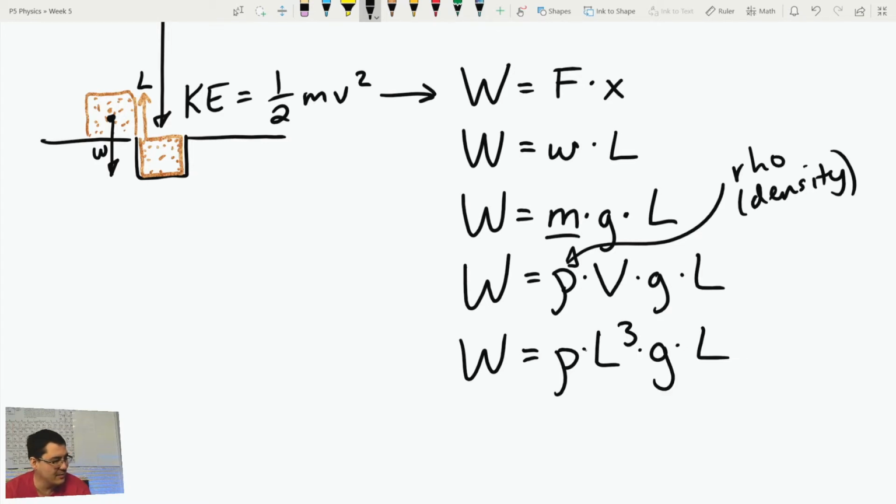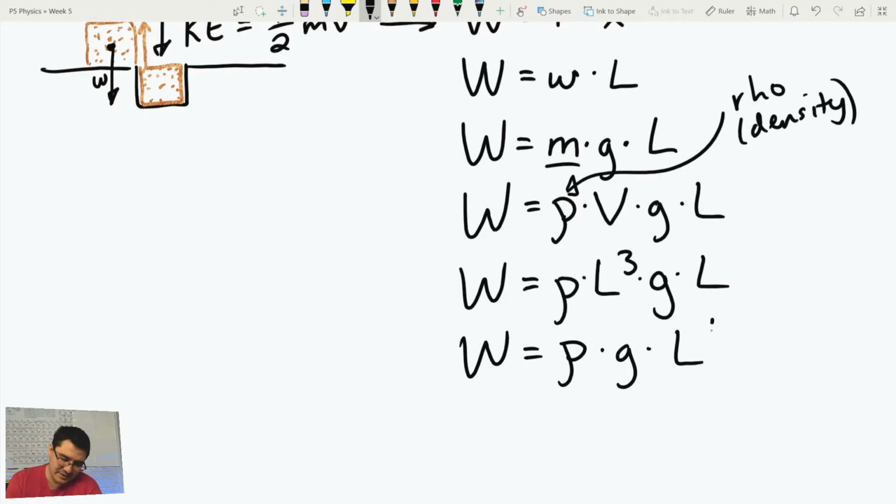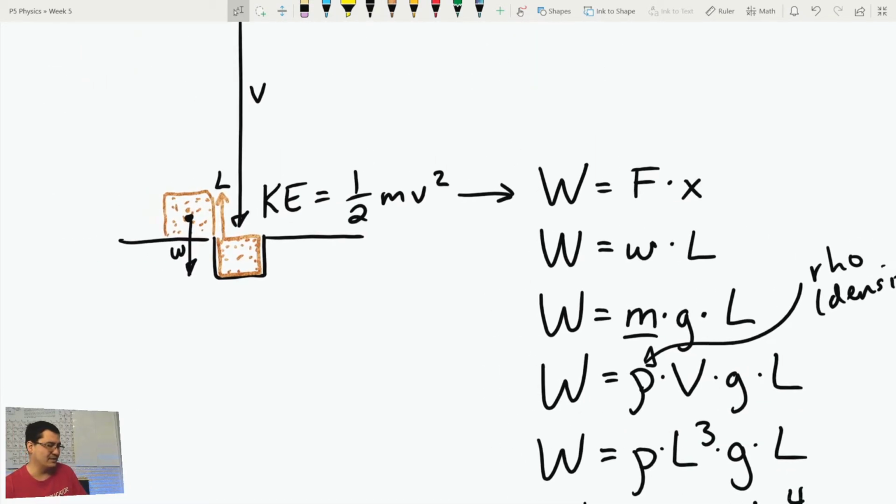Length times length times length is the volume of the dirt, right? Because the cube that we removed had a side length of L. So L times L times L. So it all boils down to density times gravity times L to the 4th power. Okay, so that's the work being done: density times gravity times L to the 4th. And we know that that work had to come from the kinetic energy loss. So it was moving really fast. It stops moving.